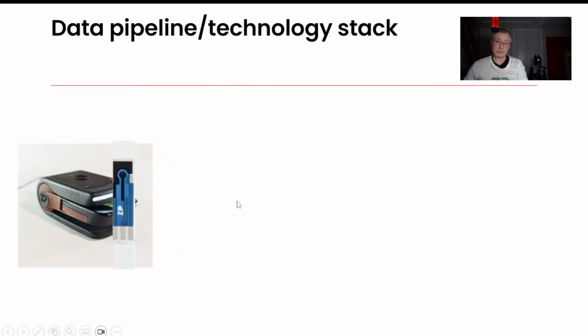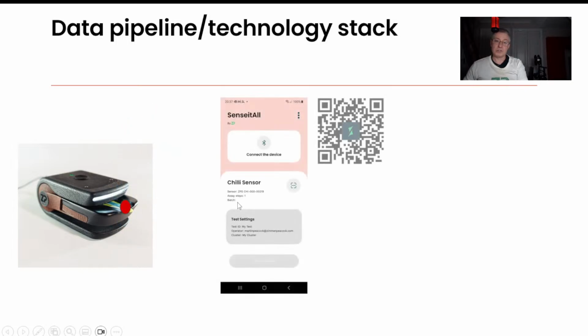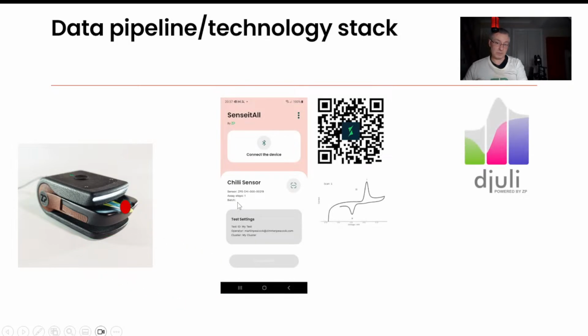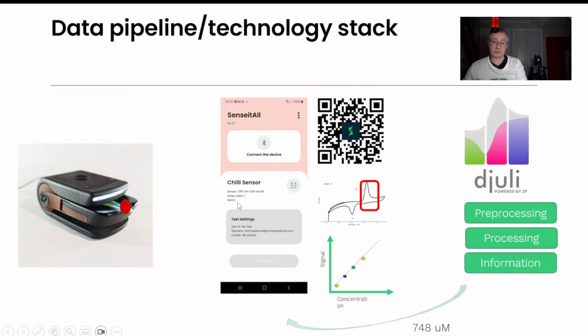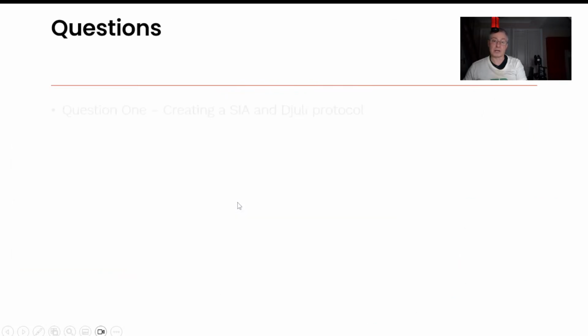So you take our screen printed electrodes, put a sample on there, and use the QR code to drive whatever assay you want to drive. The potentiostat will give the data back to the app. The app will upload it to Djuli. Djuli can then be programmed to convert it into concentration. It'll actually go back to the phone.